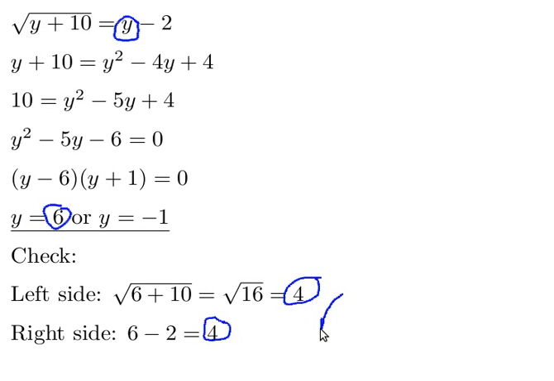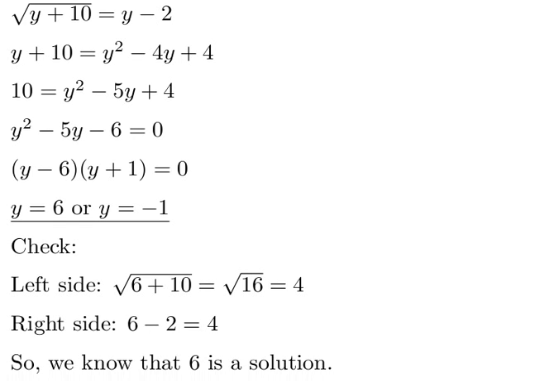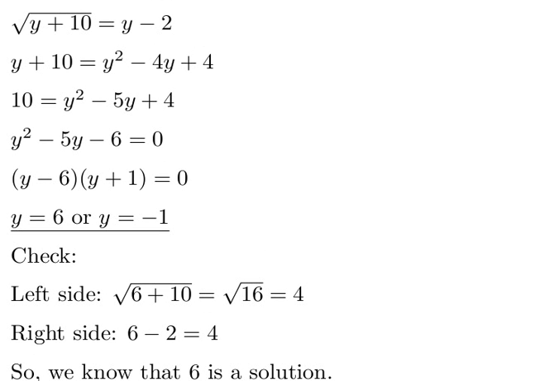Oh, that is not a good check mark. Check mark. So we know that 6 is a solution. I'll write that down separately. So we know that 6 is a solution, which means we have at least one solution. But we want to check the negative 1 too.